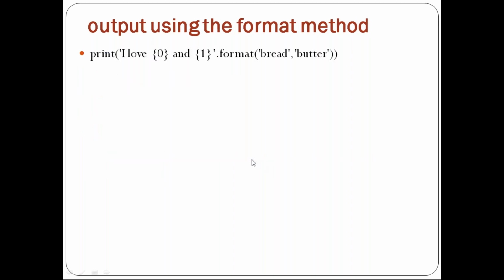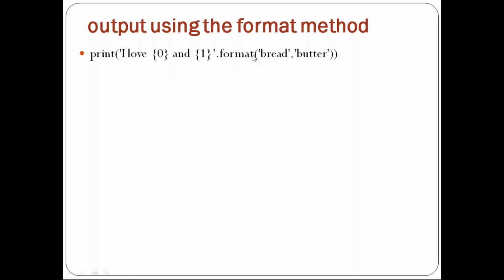Our next approach is using the format method. We will be using this format method for printing the output. Inside the opening and closing curly braces we have 0 and 1. This is going to be a string literal, enclosed in single quotes, and to that string we are calling the format method.